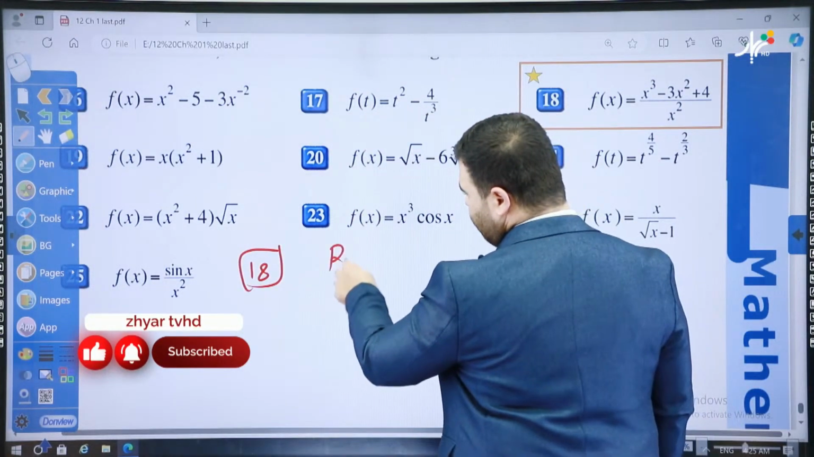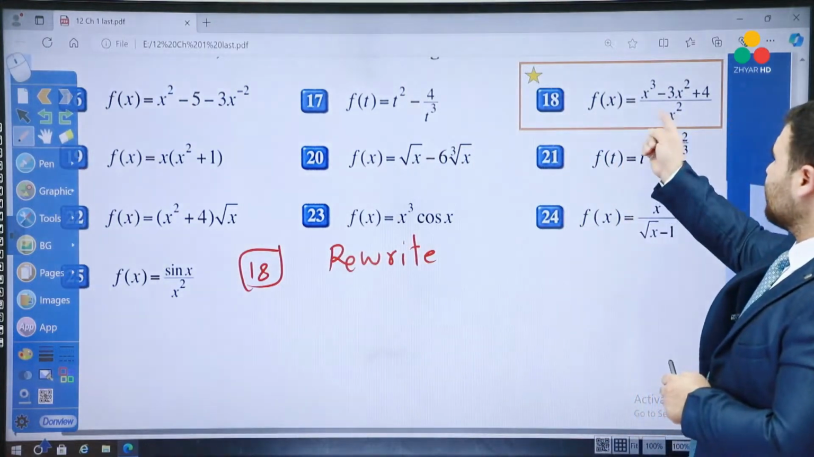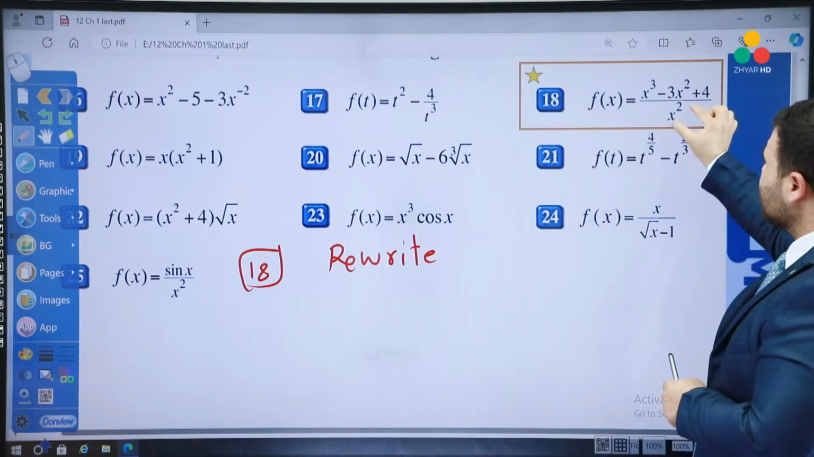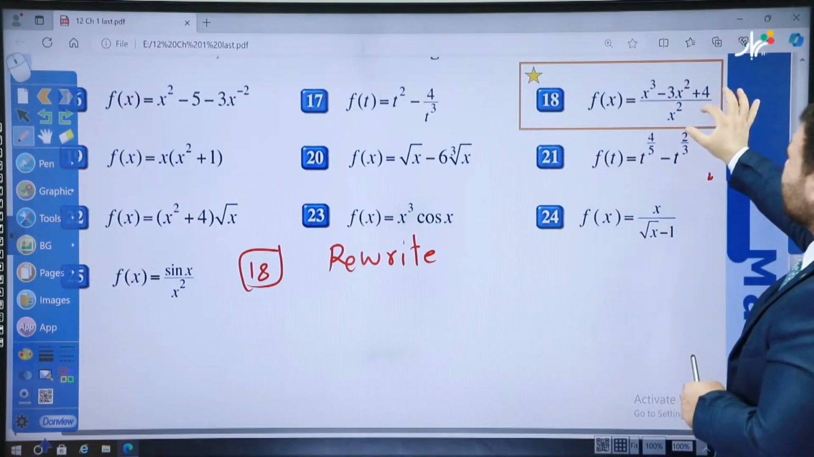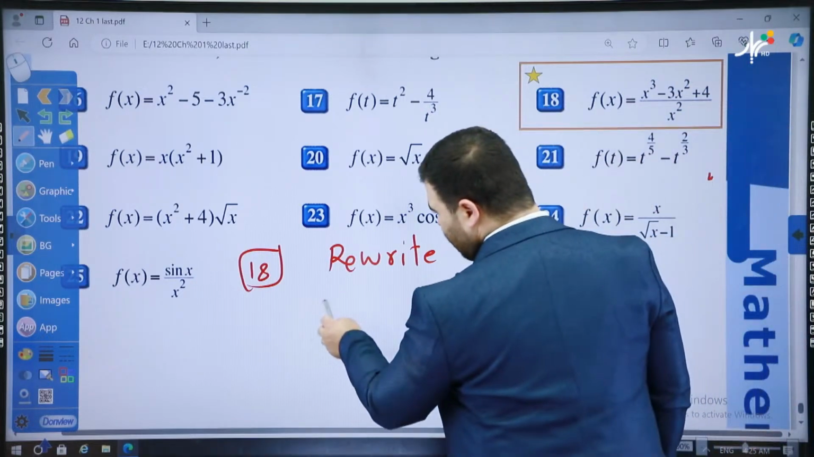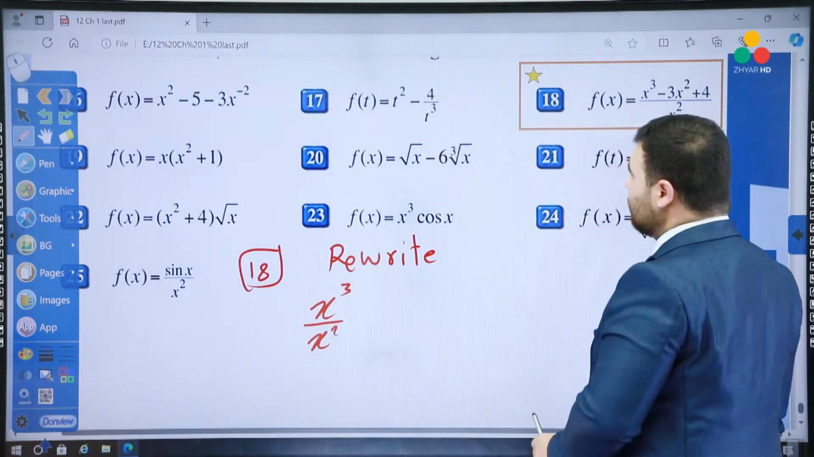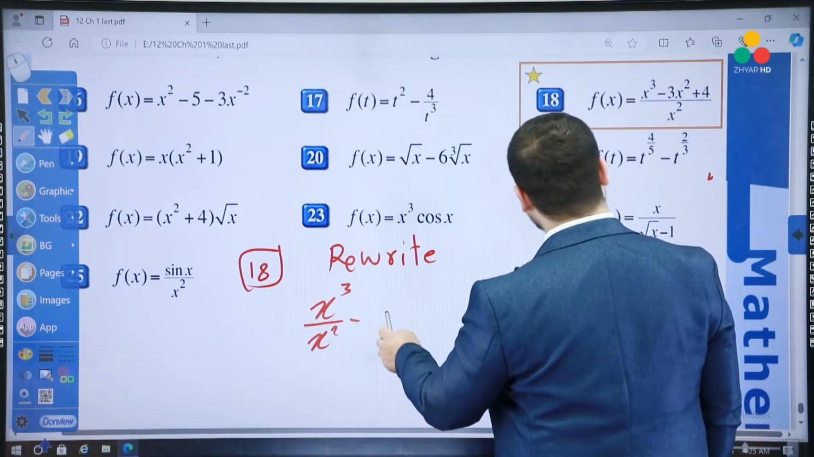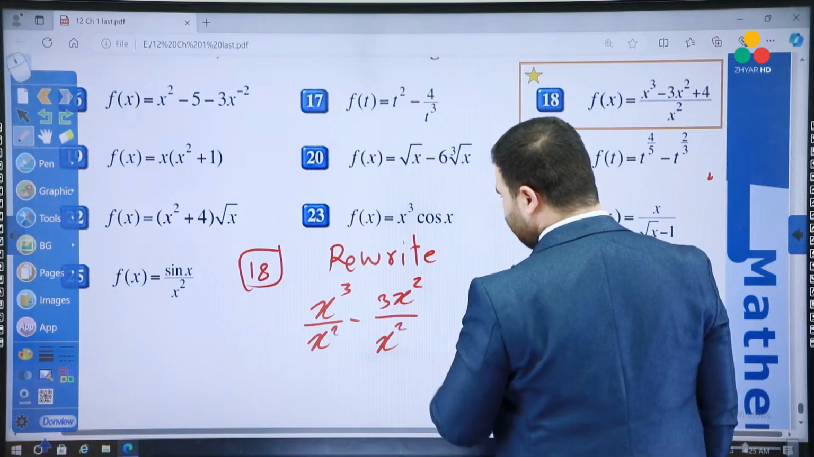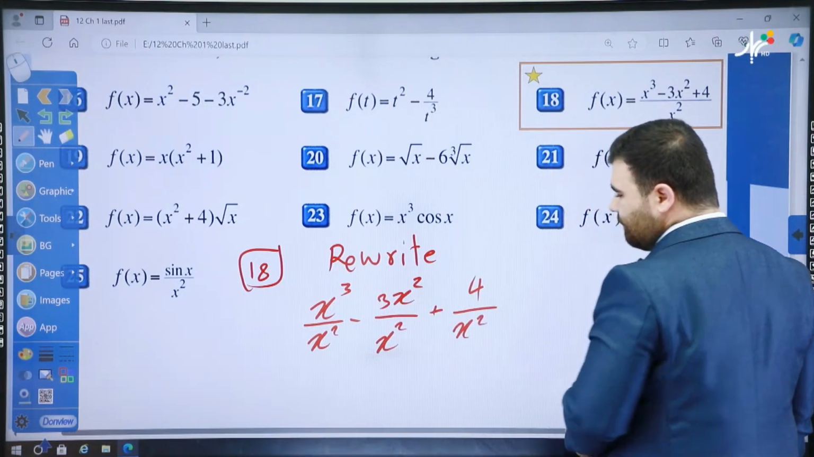Question 18. This is a rewrite step. I will write this denominator to all of them. All right? If we have one single term as denominator, we can give this term to all the other terms in the numerator. So it will be like x power 3 over x power 2. And of course, you can simplify this. Minus 3x power 2 over x power 2 plus 4 over x power 2.